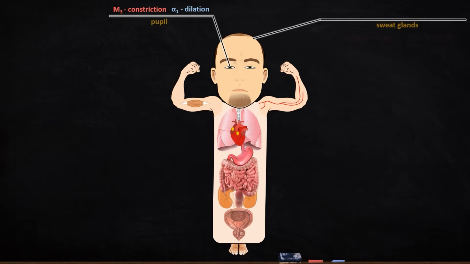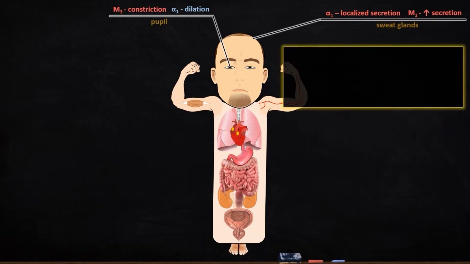So the sweat glands are interesting because they're activated by both alpha-1 and M3. Alpha-1, of course, as we already discussed, is adrenergic, so that's activated by epinephrine and norepinephrine. M3 is cholinergic, so that's activated by acetylcholine. So this may lead you to think that this is a dual innervation by parasympathetic and sympathetic.